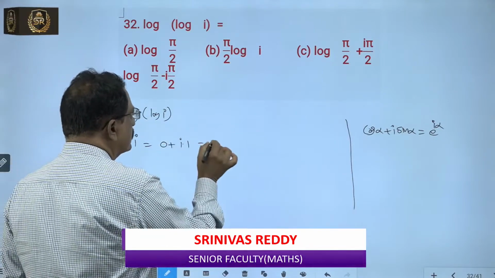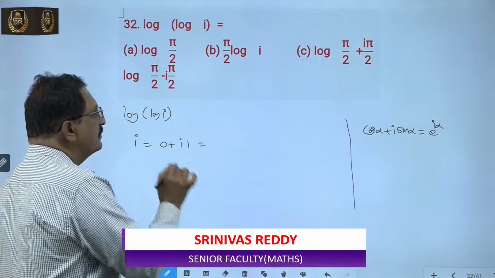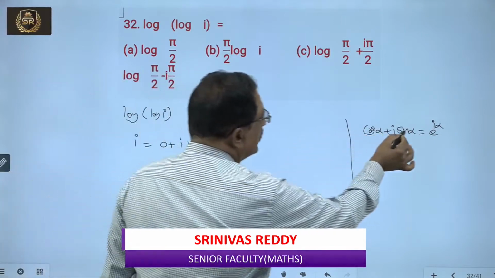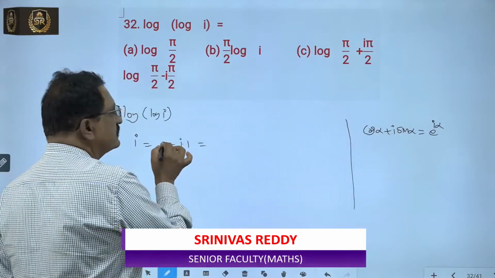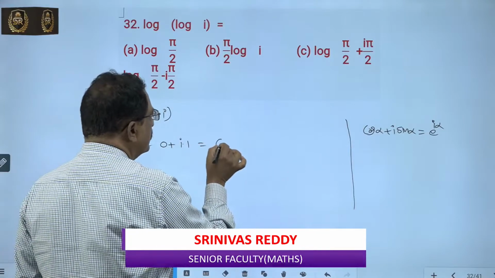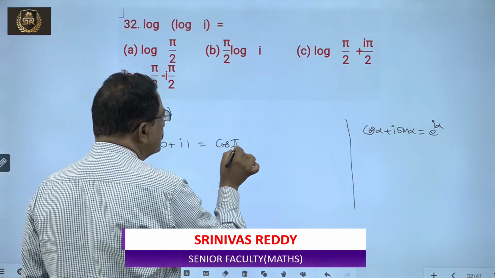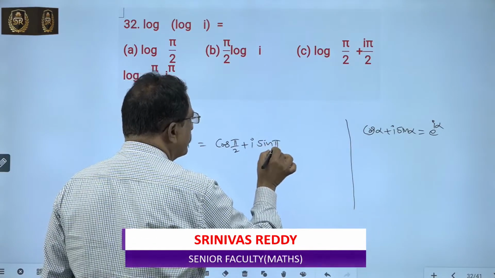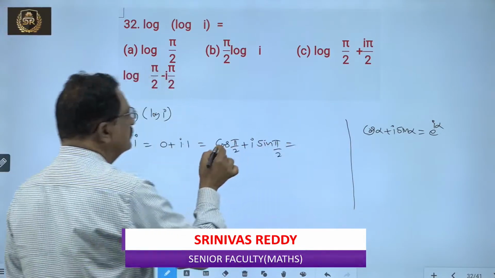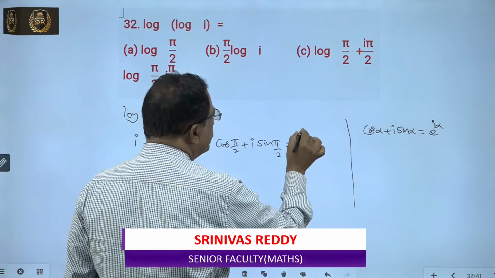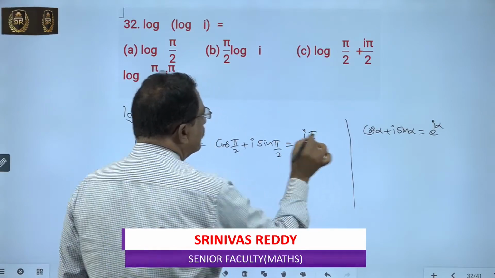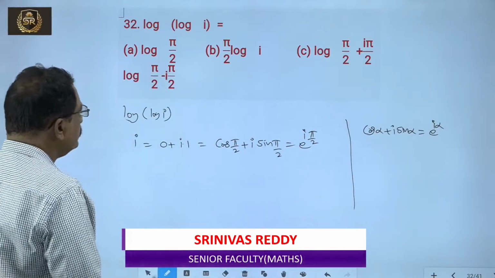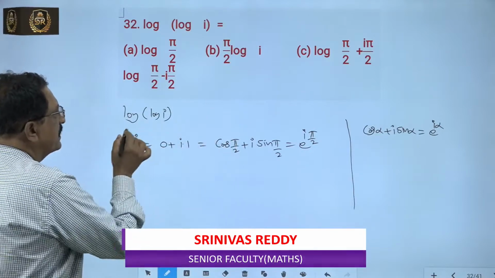Now convert it into the form of cos alpha plus i sin alpha. Cos alpha equals 0, then alpha equals 90 degrees. Now cos pi by 2 plus i sin pi by 2, sin 90 equals 1, that is nothing but e to the power i pi by 2. So i equals e to the power i pi by 2.